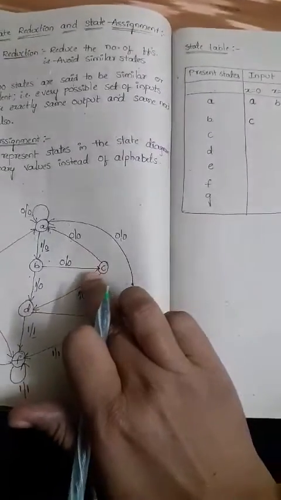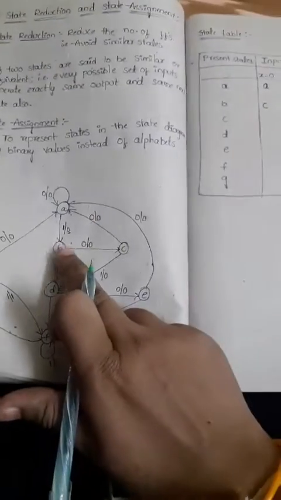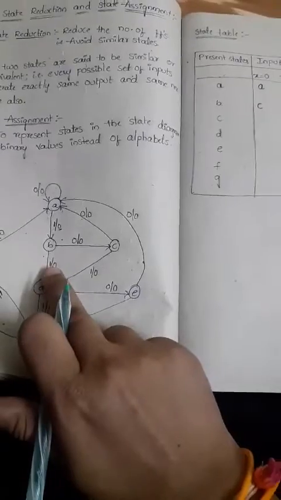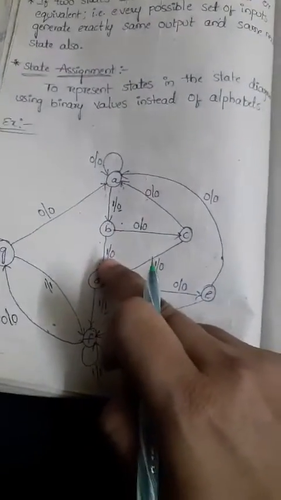And coming to the next B value. Whenever B takes input 1, what is the transition? So B takes the 1 input. That means before the slash you always have to observe the input value. So 1 means the transition goes to D. Then the output value is what? Again 0.